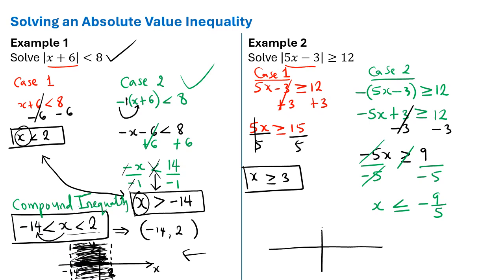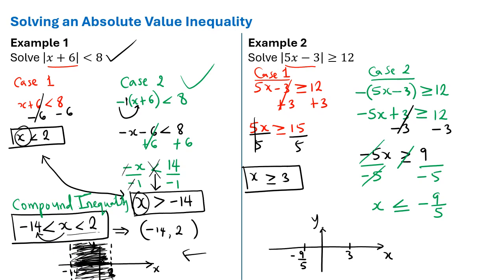But if you look at this one here, let's look at the first result. You have 3, maybe somewhere here. And you have negative 9/5, maybe somewhere here. Because if you divide it, it's going to be negative 1.8. So from that, you're like, okay, how do I graph this result?